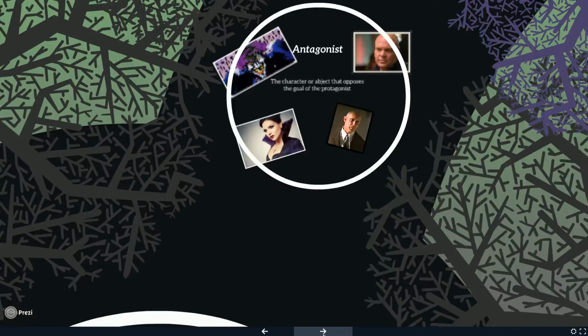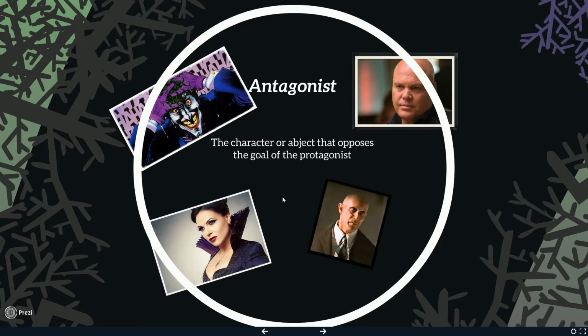Okay. And antagonist, the character or object, that's spelled wrong, that opposes the goal of the protagonist. So, Kingpin from Daredevil, Mr. Reigns from The Pretender, Regina, or the Evil Queen, from Once Upon a Time, and of course, the Joker from Batman. So, these are generally what you would call the bad guys, I suppose.